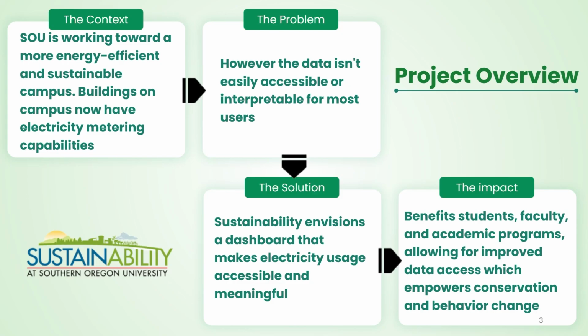So Sustainability has been working hard to make our campus more energy efficient, and they've been adding solar panels and electricity meters to our buildings. And right now, we're getting all of this data from the meters, but very few people actually have access to it. And even for the ones who do have access, it's time consuming to parse because it's just columns and rows of numbers. So they came up with this idea of a public electricity dashboard.